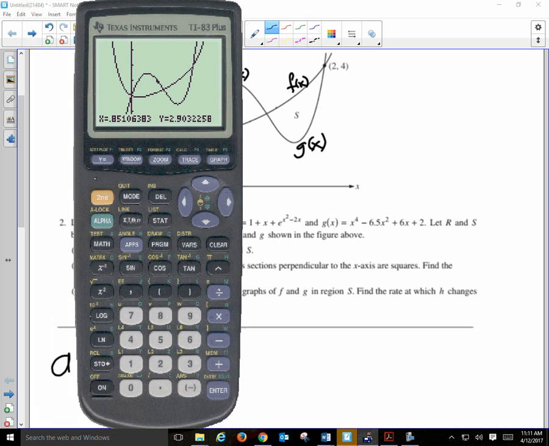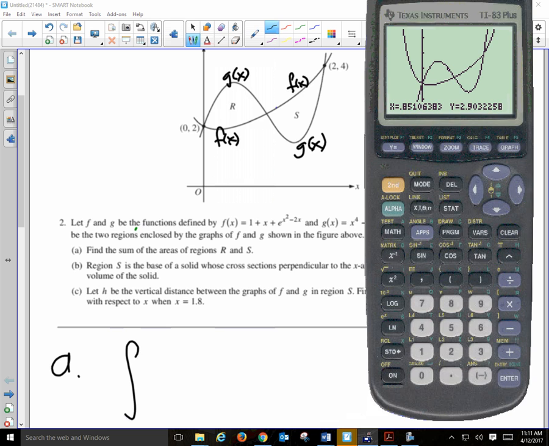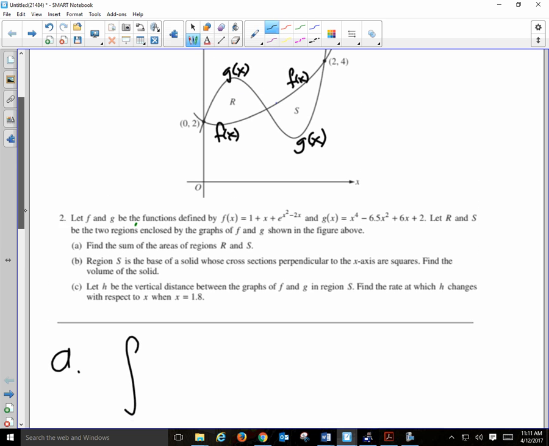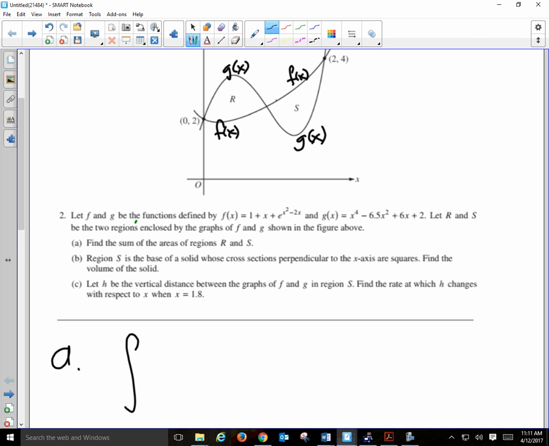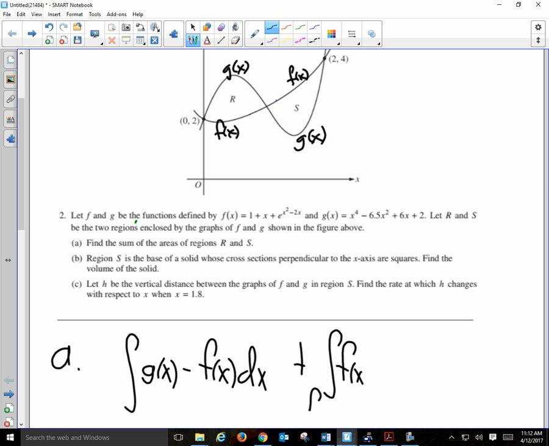So using f of x and g of x, can somebody tell me a little bit more about this integral? What do I do? g of x minus f of x dx plus f of x minus g of x dx. Great. So where does my first bound start? 0, and 0 to something. How do we find that something?